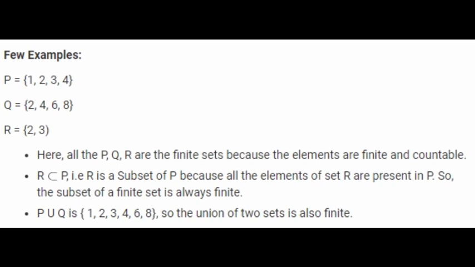R is a proper subset of P. R is a subset of P because all of the elements of set R are present in P. So the subset of a finite set is always finite. Next, P union Q is 1, 2, 3, 4, 6, and 8. So the union of two finite sets is also finite.